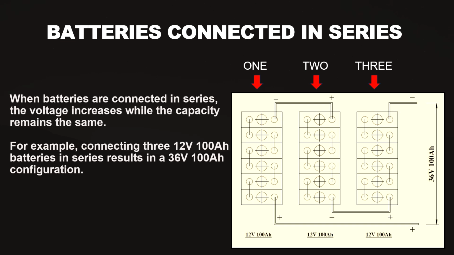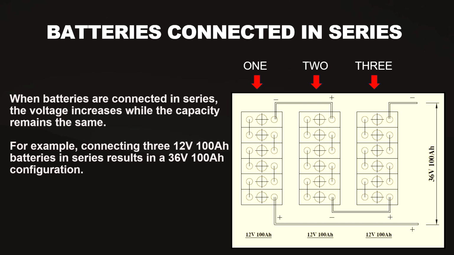You find that the negative of battery 1 is connected to the positive terminal of battery 2 and the negative terminal of battery 2 is connected to the positive terminal of battery 3. So we have two terminals which are free. That is the positive terminal of battery 1 and the negative terminal of battery 3. Let us connect this to the load.